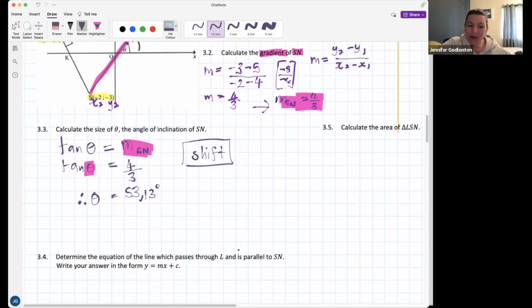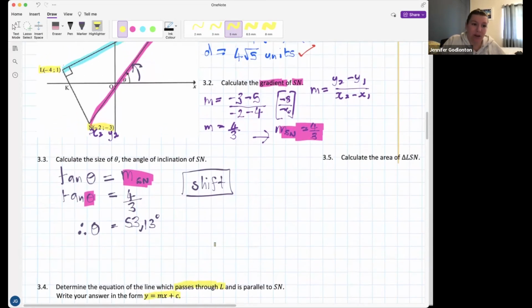Okay, 3.4, determine the equation of the line which passes through L and is parallel to Sn. Okay, so it's told us some important things here. First of all, they've actually been quite nice. They've told us that they're wanting it in the form y equals mx plus c. So we know which equation we're working with, okay? We know that it passes through L.